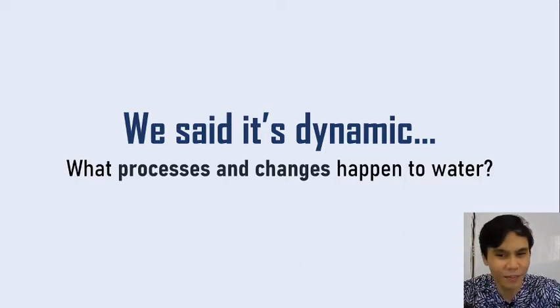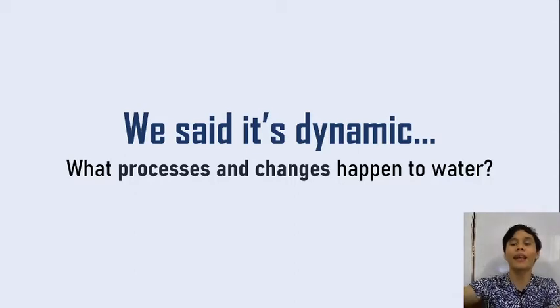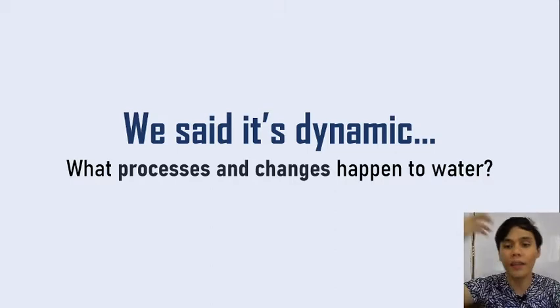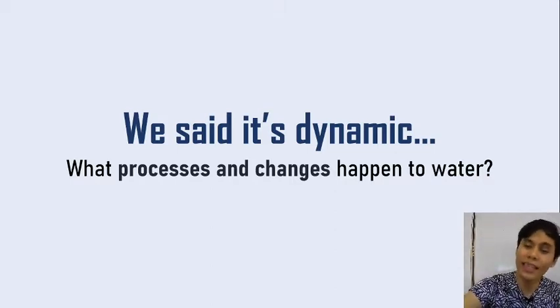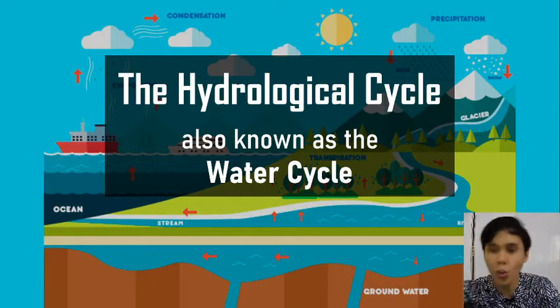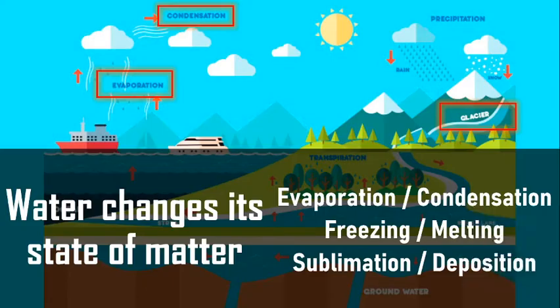Now, we said that it's dynamic. Earth as a system is dynamic, meaning there are processes that happen that exchange materials between the different spheres. Now, we can see that in the hydrosphere through the hydrological cycle, also known as the water cycle. So let's go through this one by one. So water changes its state of matter, and that's what drives how water is taken through different spheres.